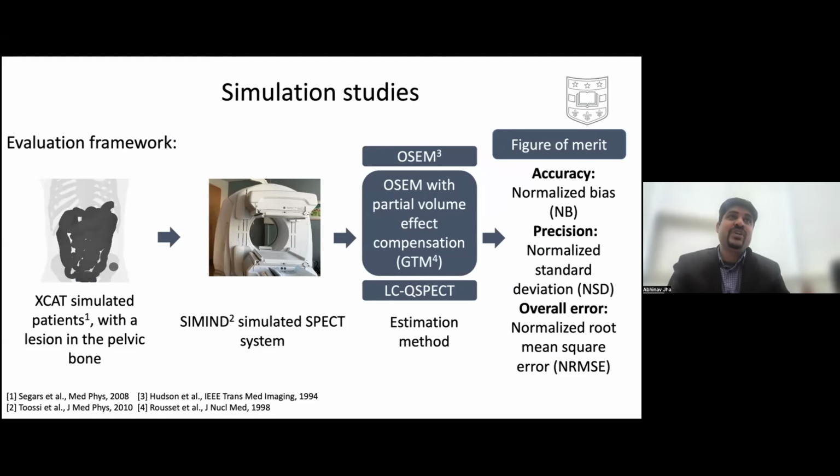So what we did was some simulation studies with these patients with XCAT. We took a patient, we had some lesions inserted. We then imaged this patient virtually on a SPECT system. This was a G640 system. We reconstructed that using an OSEM-based approach, with partial volume effect compensation, and our low count quantitative SPECT approach. And then we quantified performance on accuracy, on precision, as well as overall error. Remember, this is just for a single patient that we're talking about here.